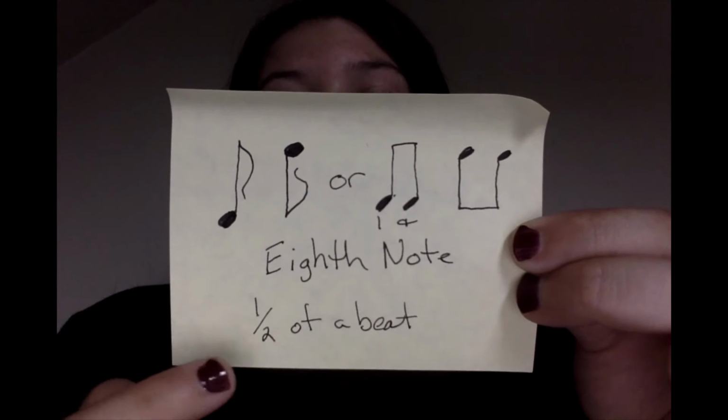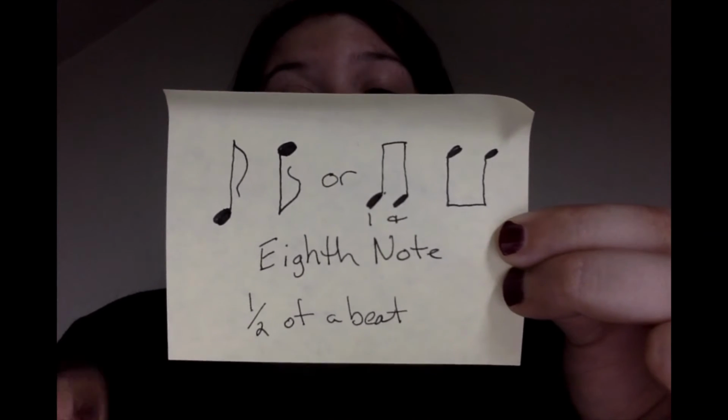An eighth note is worth half of a beat, so half of a quarter note. I'm going to demonstrate and it will make more sense. If I'm clapping the quarter note, this is how you would do the eighth notes. 1 and 2 and 3 and 4 and, 1 and 2 and 3 and 4 and. So for every 2 eighth notes, there's 1 clap. And we would say ti, ti, ti, ti, ti, ti, ti, ti.